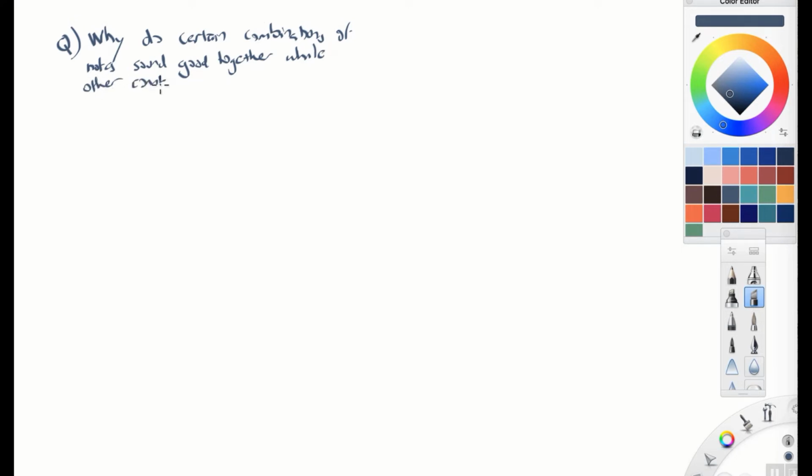You're probably familiar with this. If you pick out random two notes on the piano and strike them together, or three notes and strike them together, it's not going to sound very good. But if you pick out particular combinations, they sound very good together. So what is the reason for that? That's the question that Galileo is addressing.